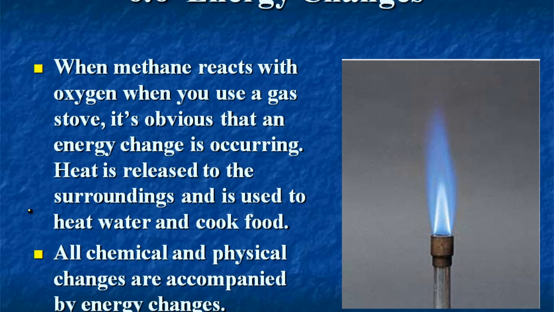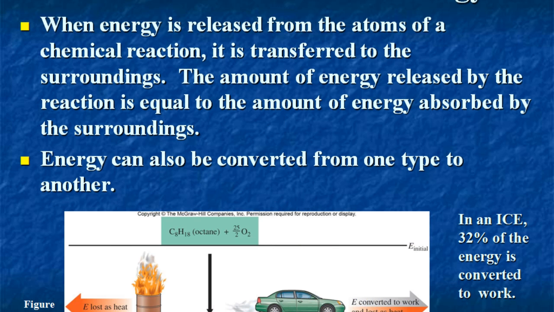To boil water in the lab or at home if you are cooking food or whatever you are doing with the stove. So when you burn methane gas, it produces a lot of heat, and the heat is released to the surroundings, and we use that for different purposes. All chemical and physical changes are accompanied by some kind of energy changes. Either visible, in the sense which you can feel it, or some of the energy changes you may not even notice, but there are some kind of energy changes associated with all chemical and physical changes.